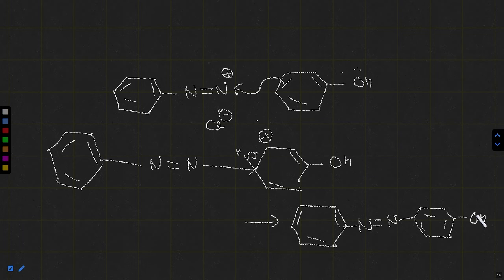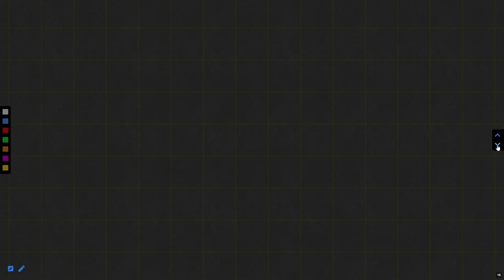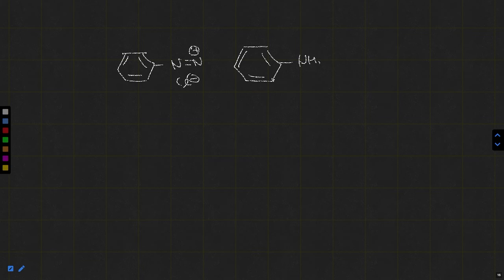Similarly, if you have an NH2, it will also facilitate the flow of electrons to the ring and will make the ring electron rich. So again, we will use this N2 plus and Cl minus. If you treat it with, say, NH2, that is aniline, it will again attack here.